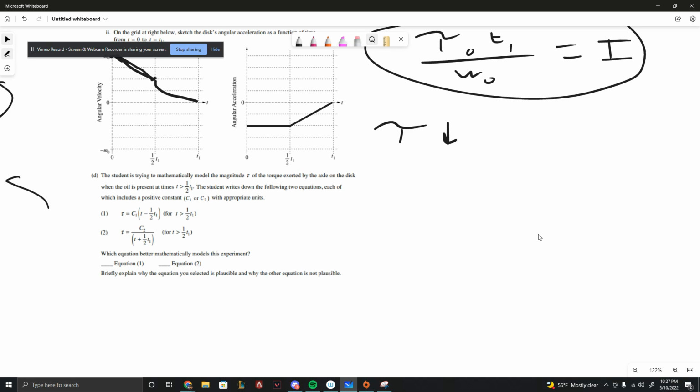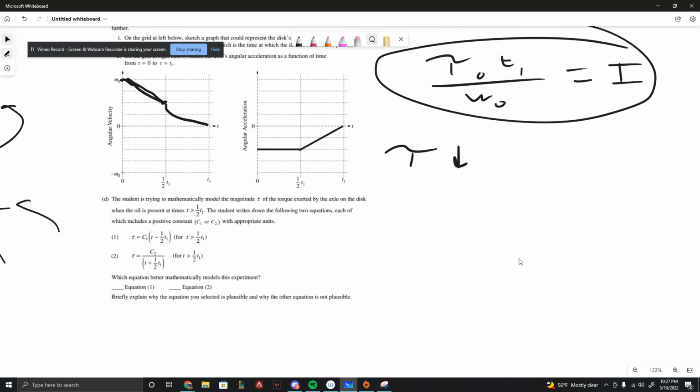So hopefully you tried it out. Maybe you got it, maybe you didn't. But hopefully, the answer is equation 2. And let's talk about why. Let's think about this. As time goes on with our experiment up top here, we see that our angular acceleration is dropping. Our torque level is actually dropping right now. So that means time and torque have an inversely proportional relationship.